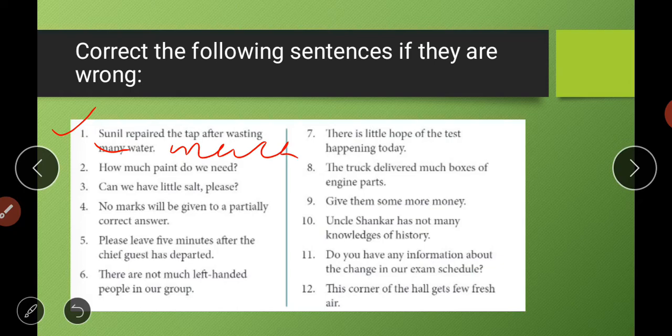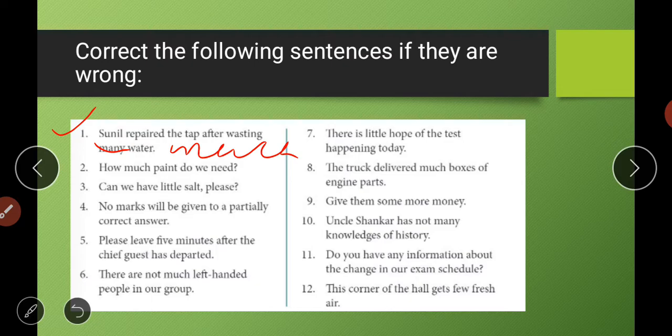First one. Then how much paint do we need? So we are talking about the quantity of paint, and paint is uncountable. Anything that is liquid is uncountable. So here we are already using the word much, so this sentence is already correct. There is no need of correction in the second one. Second is correct. How much paint do we need?